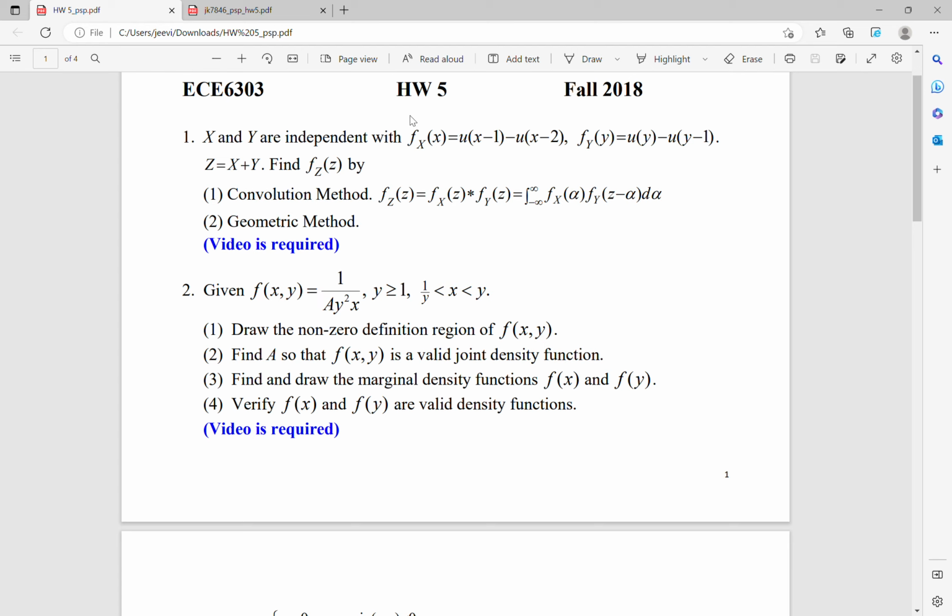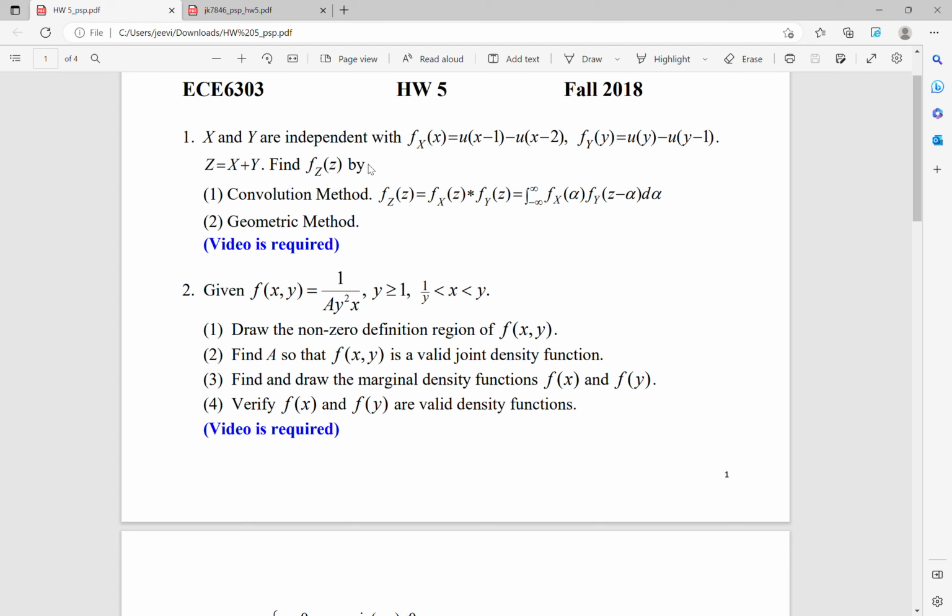of the course Probability and Stochastic Processes. So let's have a look at the question. Given x and y are independent with the probability density function of x equal to u of x minus 1 minus u of x minus 2, and the probability density function of y equal to u of y minus u of y minus 1. Also z is equal to x plus y. We're supposed to find the probability density function of z.